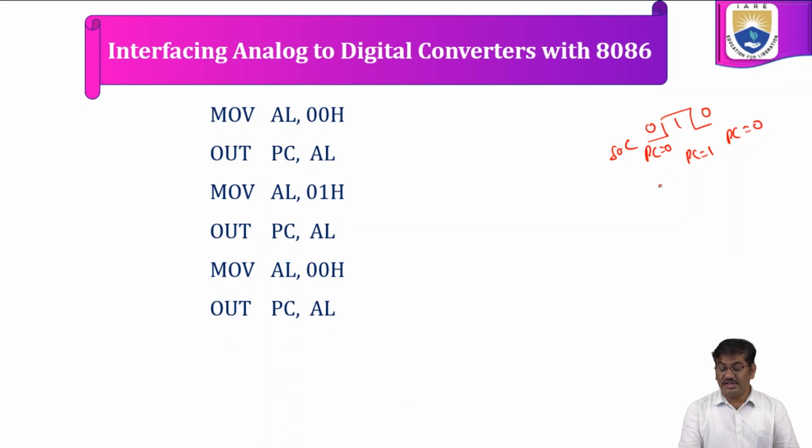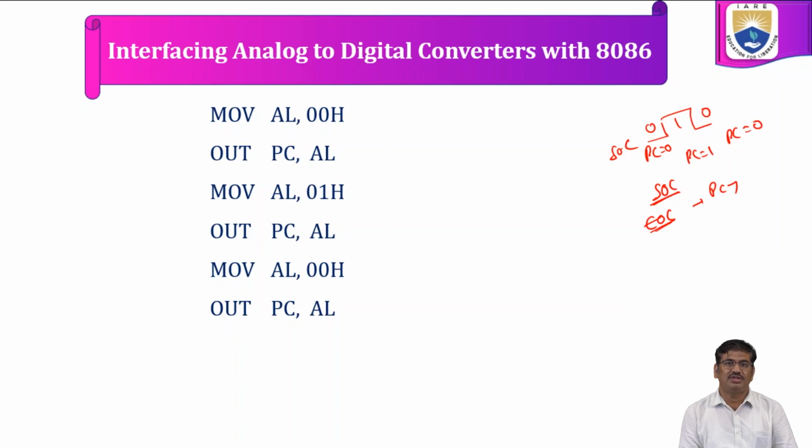Now the EOC signal is generated. Once EOC is given, the conversion will take place. So we can know that the conversion is done by reading the EOC signal. The EOC signal is connected to port C7. So for checking the status of the EOC signal, we will read port C.